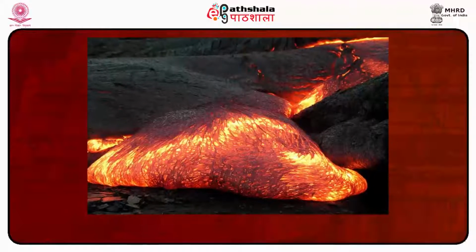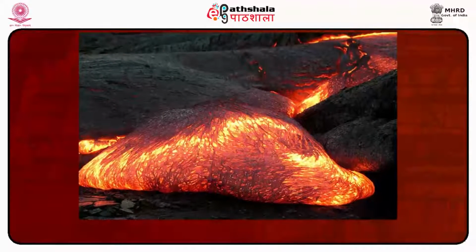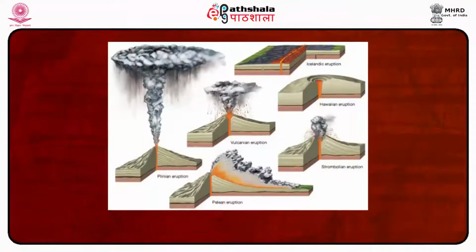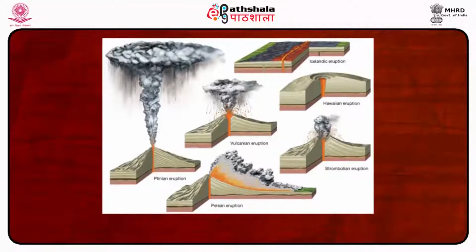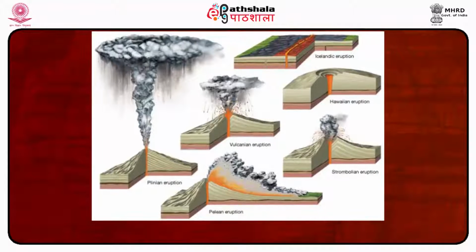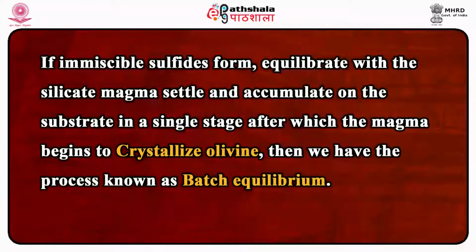A basic or ultrabasic magma is generated by partial melting in the mantle, and it may acquire its sulfur at this time or later by assimilation in the crust. For significant sulfide generation to occur, the magma must be sulfide saturated. If immiscible sulfides form, equilibrated with the silicate magma, settle and accumulate on the substrate in a single stage, after which the magma begins to crystallize olivine, then we have the process known as batch equilibrium.